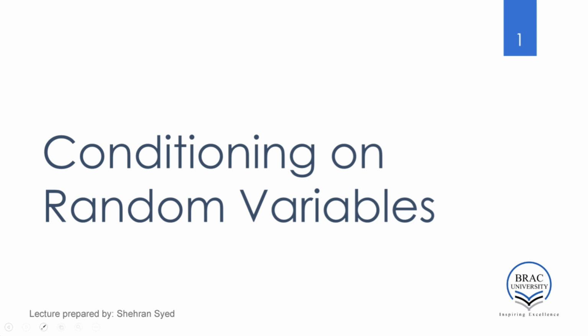Hello learners. So far, we have learned about joint probability distributions and we have also learned how to marginalize a joint probability distribution. In this lecture, we will learn about conditioning on random variables. If you recall, we have already learned about conditional probabilities of regular variables. Now, we will be expanding that knowledge and applying it to random variables.